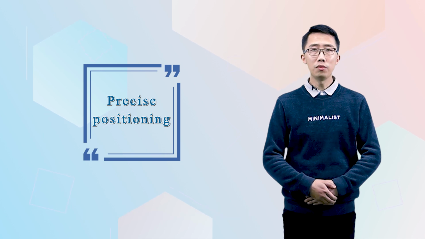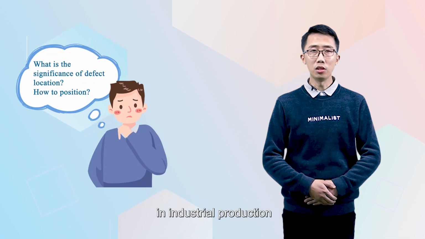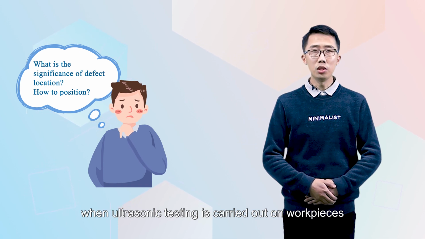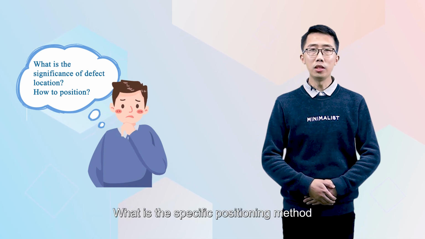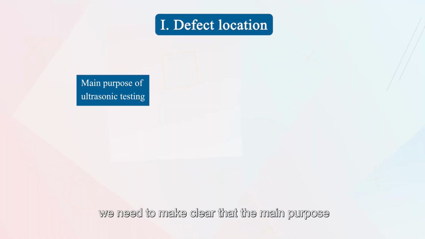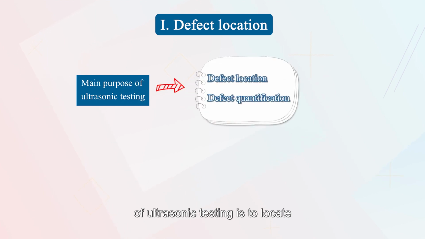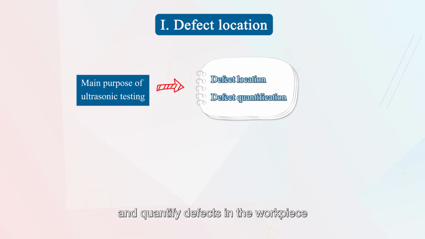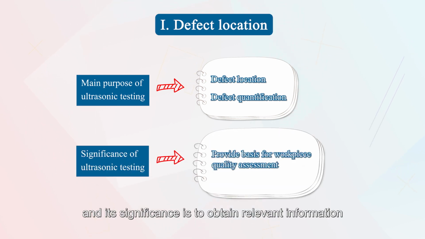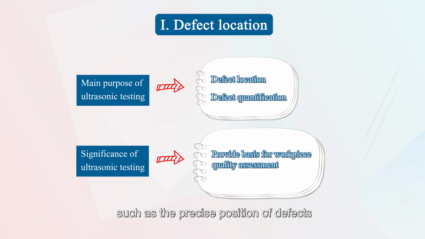benefit to our life. Then, in industrial production, what is the significance of defect positioning when ultrasonic testing is carried out on workpieces? What is the specific positioning method? Let's study together today. First of all, we need to make clear that the main purpose of ultrasonic testing is to locate and quantify defects in a workpiece. And its significance is to obtain relevant information such as the precise position of defects in the workpiece and the severity of defects so as to provide a basis for the evaluation of workpiece quality.